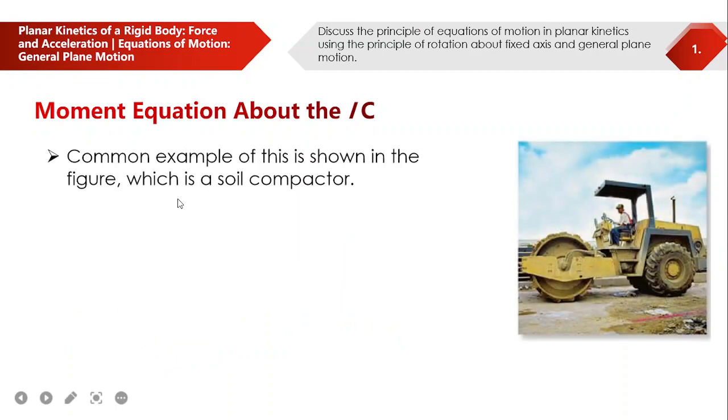Okay, so a common example of this, common example sa mga moment about IC, ito mga IC na to. So, which is a soil compactor. Ito yung soil compactor natin or commonly mga type of soil compaction ng mga machines, like mga pison, mga ganun ba na mga trucks or vehicles.